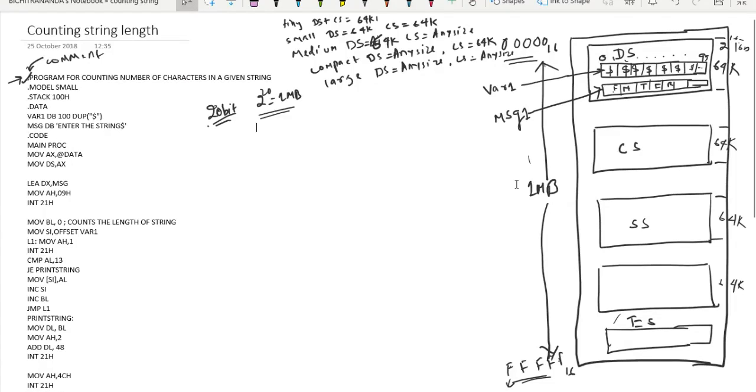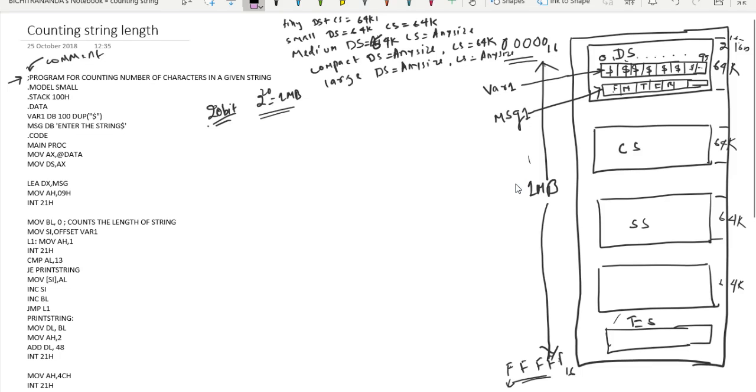Okay, this is lecture 4 of this series of 8086 assembly programming and the first lab assignment, and this is the program for counting the number of characters in a given string. This first line starts with a semicolon. This semicolon indicates it is a comment line. This comment line shows the name of your program. In 8086 every comment line should start with a semicolon.